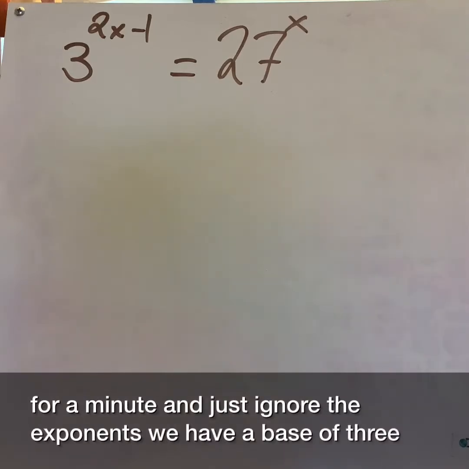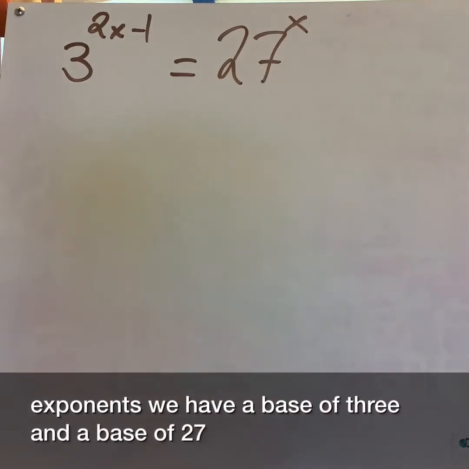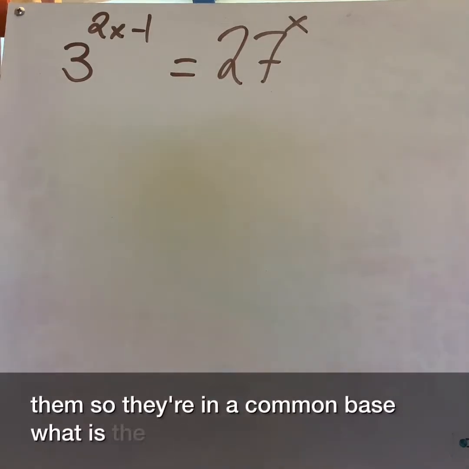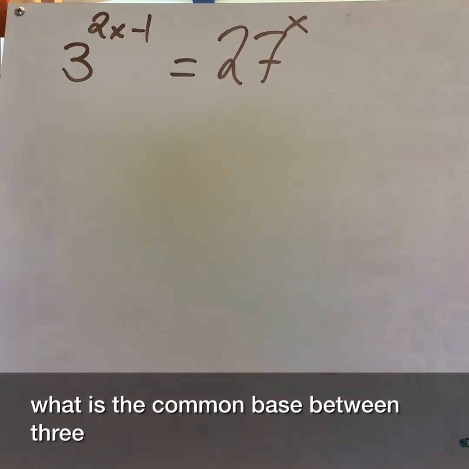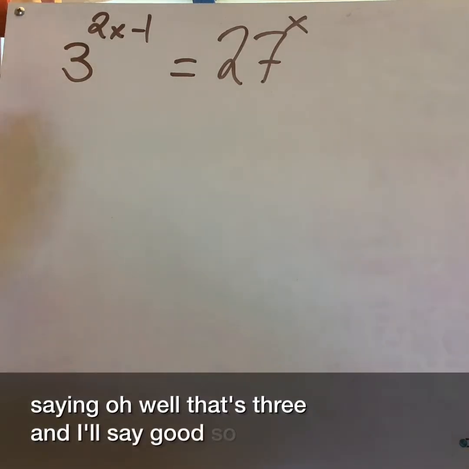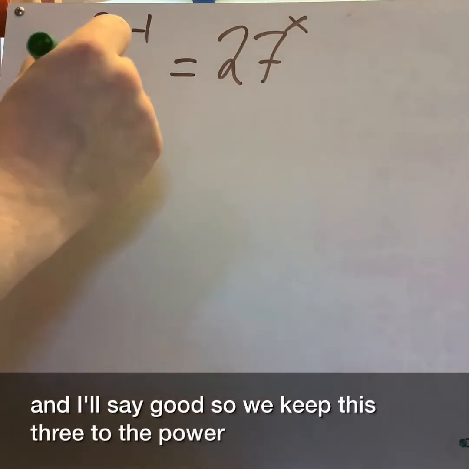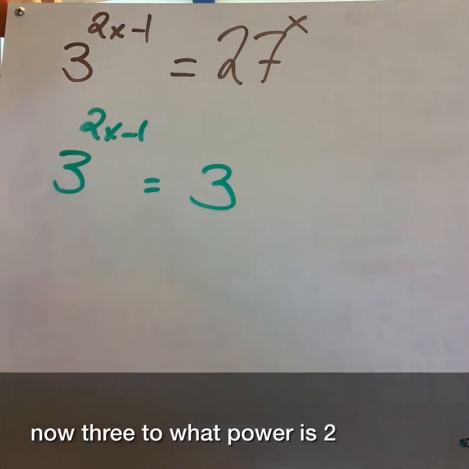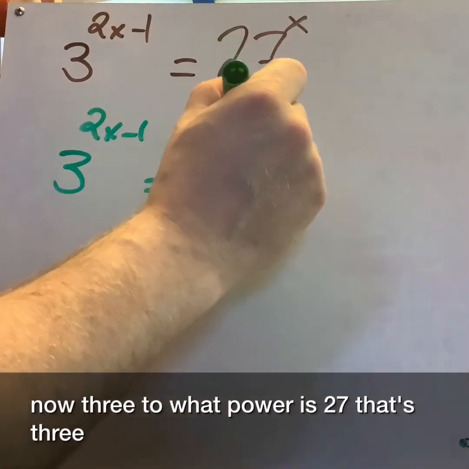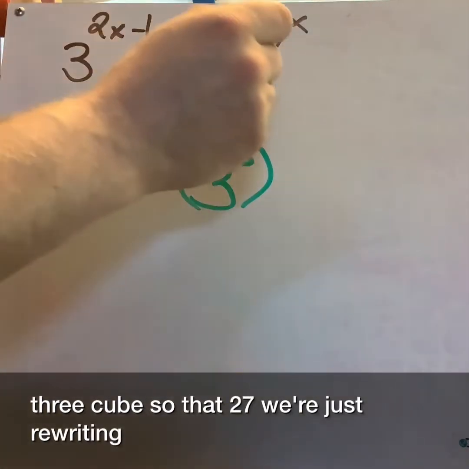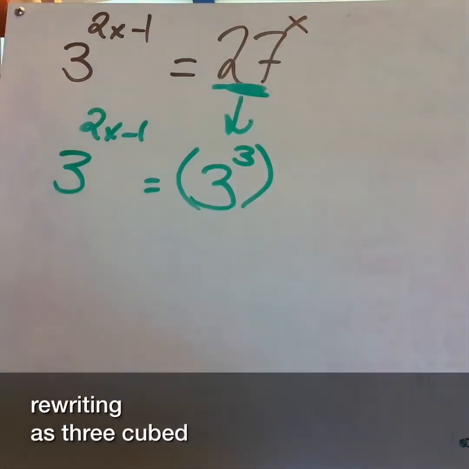We have a base of 3 and a base of 27. How can we write them so they're in a common base? What is the common base between 3 and 27? And hopefully you're saying, oh, well, that's 3. And I'll say, good. So we keep this 3 to the power of 2x minus 1. Now, 3 to what power is 27? That's 3 cubed. So that 27, we're just rewriting as 3 cubed.